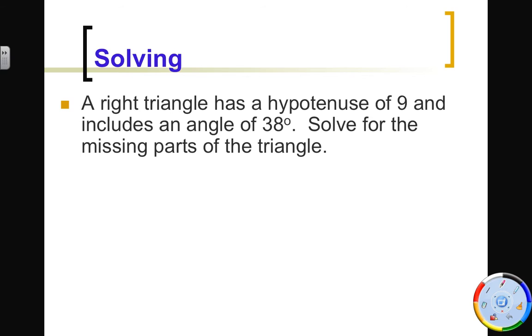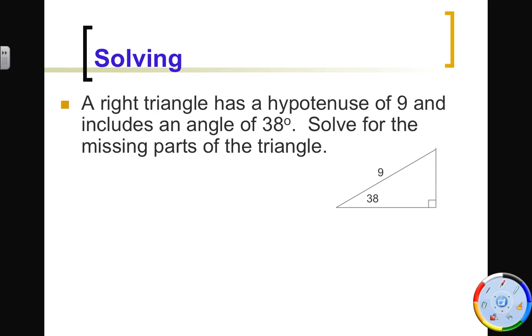All right, another thing that we're going to do. This is one of the big things that we do with trig. Start off simple, get a little bit more challenging later on, but we're going to be solving right triangles. So you have a right triangle that has a hypotenuse of 9 that includes an angle of 38, and you need to solve for the missing parts of the triangle.